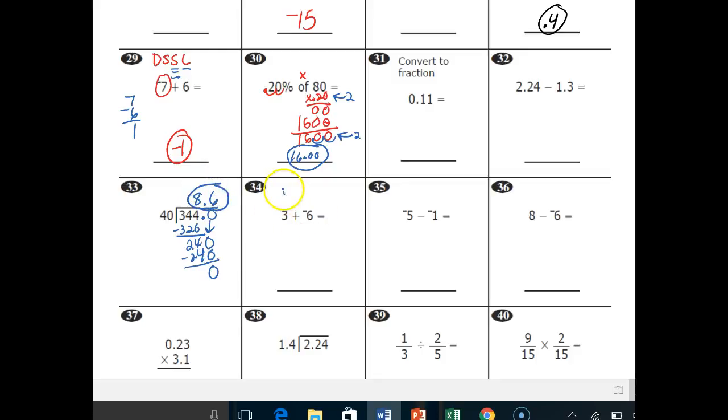Here we have a DSSL again, different signs, subtract, keep the larger. So we'll do 6 minus 3, which is 3, but I have more negatives, so my answer is negative 3.